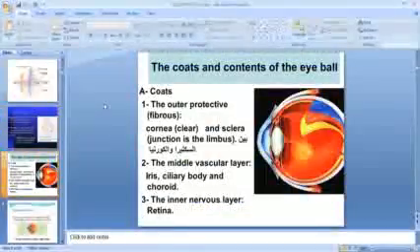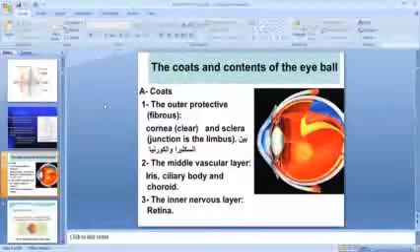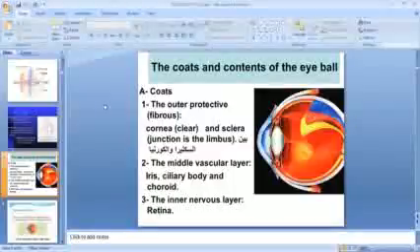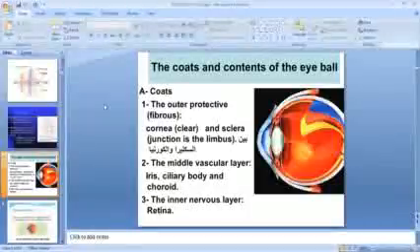Then come the coats and the contents of the eyeball. There are three coats of the eyeball. The first one is the outer protective layer, which is called the fibrous coat. It comprises the cornea and sclera. Cornea is a clear structure, and the junction of the cornea and sclera is known as the limbus.